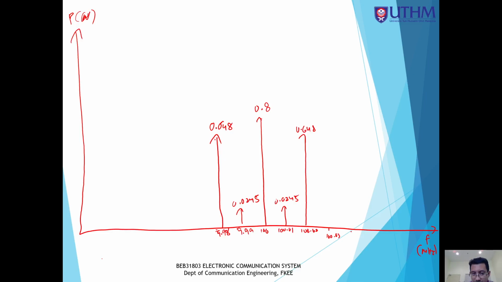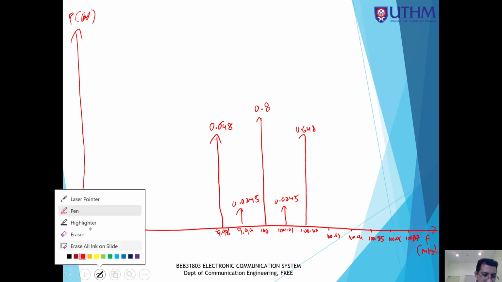here is 100.03, we have 100.04, 100.05, 100.06, 100.07. Okay, 100.07.